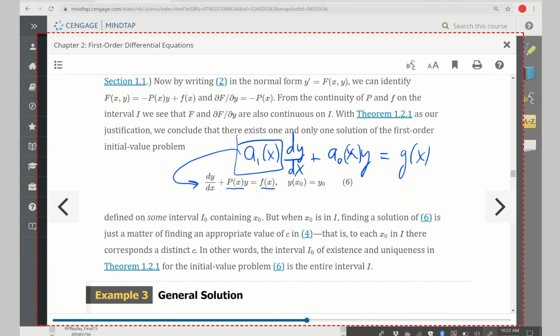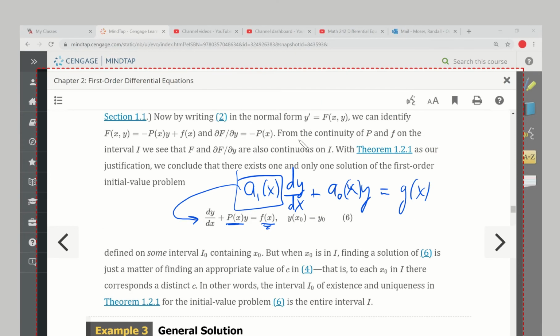The existence and uniqueness of solutions that we're coming up with depend upon the existence and the continuity of p(x) and f(x), okay? So the continuity of p and f on an interval I will guarantee the existence and uniqueness of one solution for our initial value problem, provided that the initial point for the IVP is in the interval of continuity for both p and f. Okay, with that in mind, let's take a look at the next example.